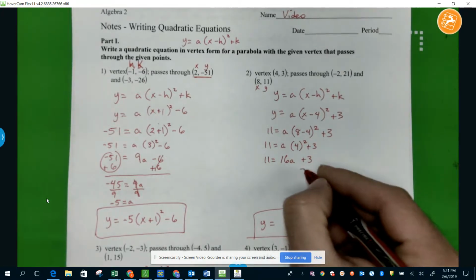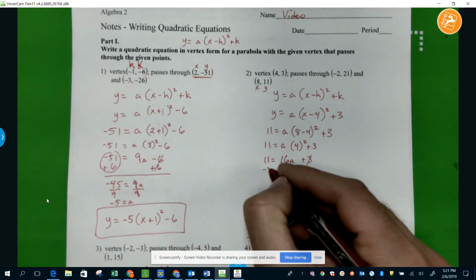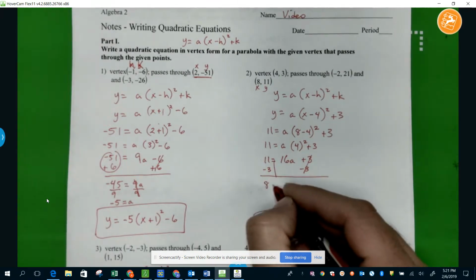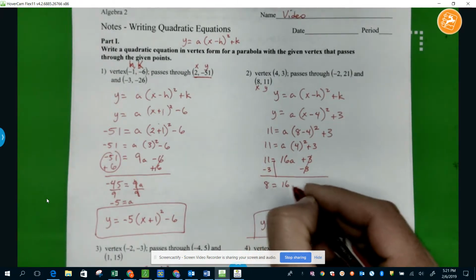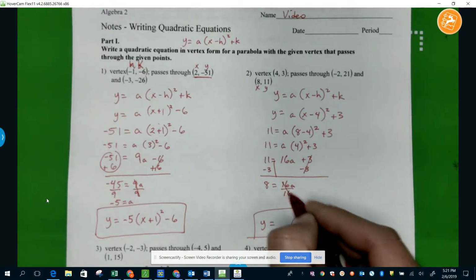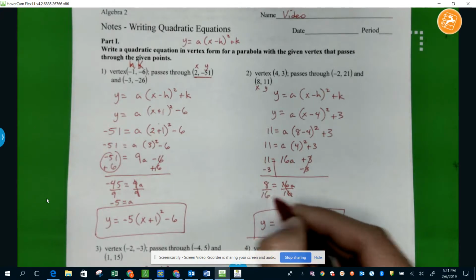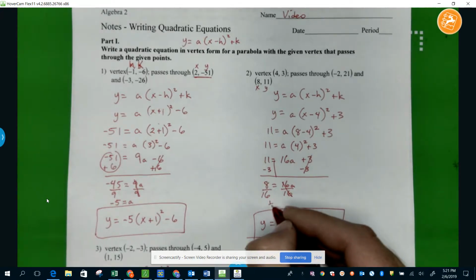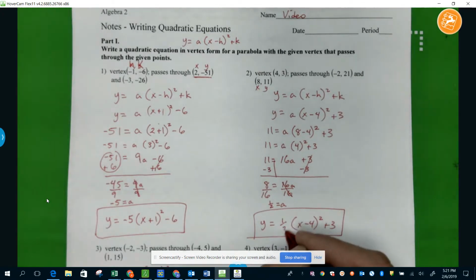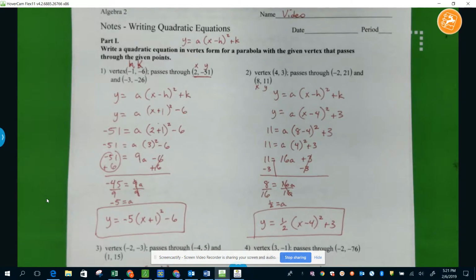Now to solve for a, we need to subtract 3 from both sides. So 11 minus 3 is going to be 8. And on the right, we still have a 16a. To get rid of the 16, we're going to divide by 16 on both sides. 8 divided by 16, 1/2 equals a. So since my a is 1/2, that's the number that needs to go in front of the parenthesis. There's the equation.